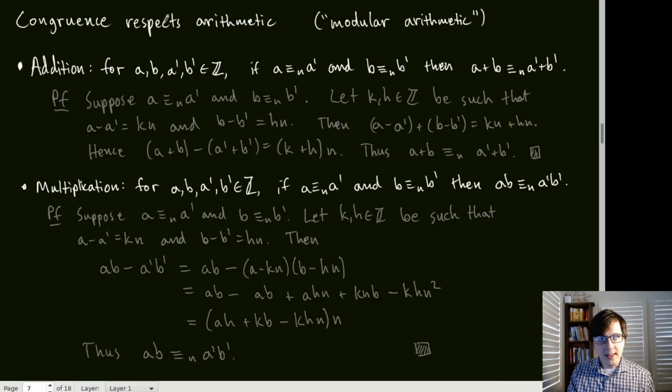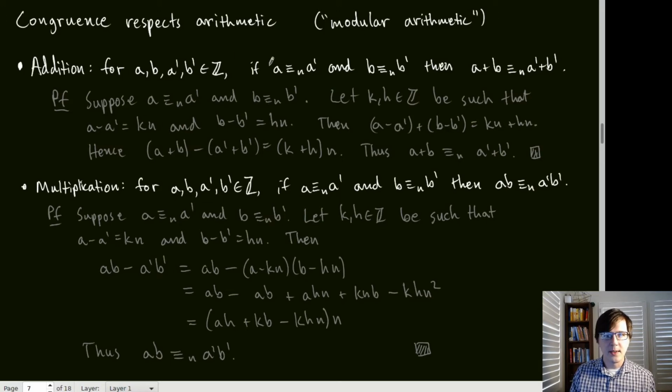The other important thing about congruence is that it respects arithmetic, and this is what makes it be called modular arithmetic. Respecting means that whenever you have an addition or a multiplication, you can replace things with congruent things to get another thing that is congruent. This is what will let us do a lot of manipulations. So these are important theorems, in addition to the previous three about being an equivalence relation.